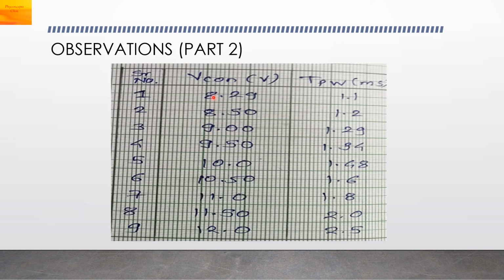In part 2, we are applying a variable voltage to pin number 5. We are varying this V con voltage and noting down the pulse width. So this is a DC voltage that is applied to pin number 5.